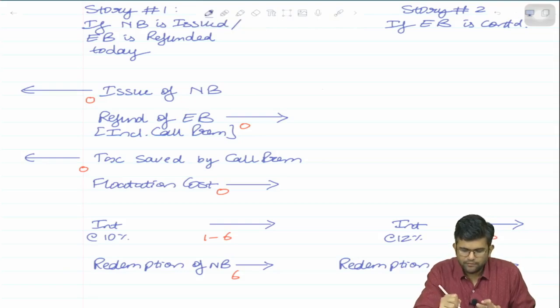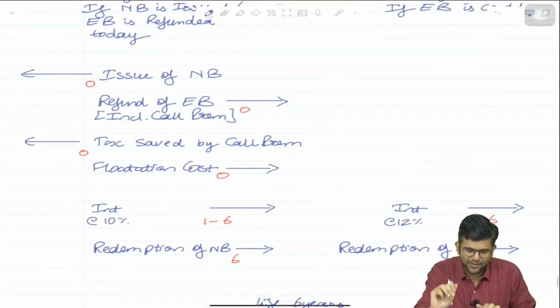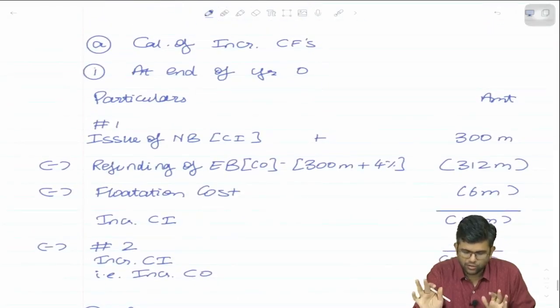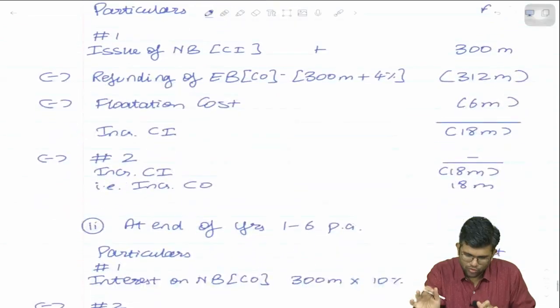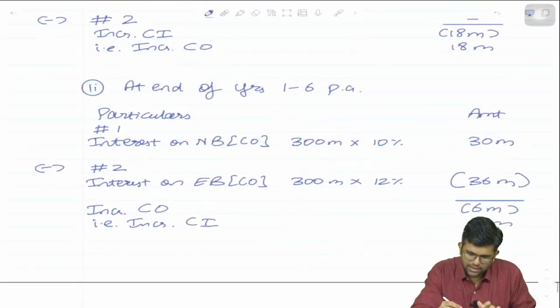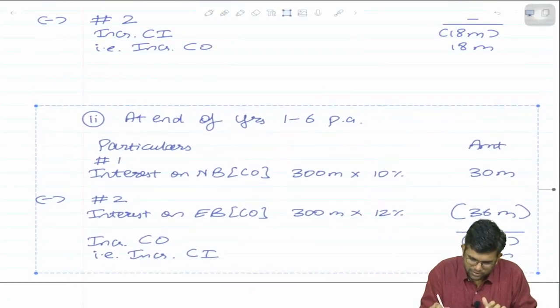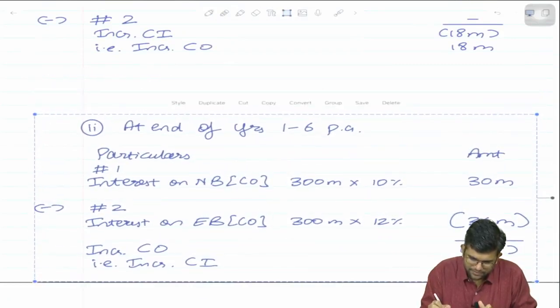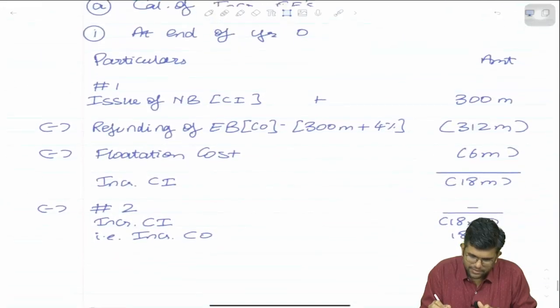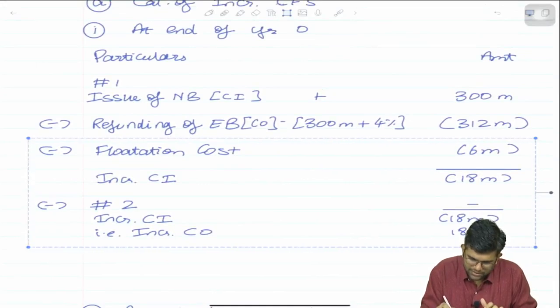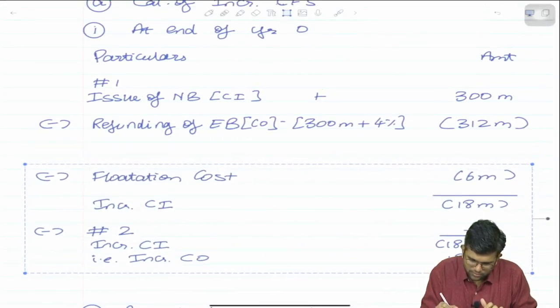Now, where should I incorporate this tax saved by call premium? In year 0, everyone ready? In year 0, what I will do is, I will take this, pull this down slightly. Year 0, everything normal. I am just taking this 1 notch down.